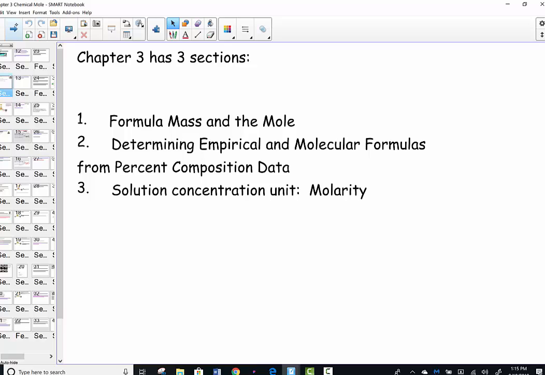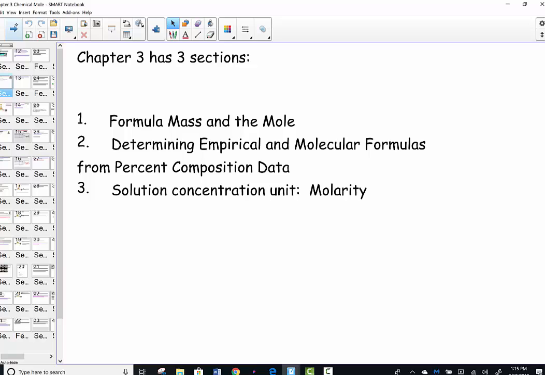Say, we would add together 2 aluminums, 3 sulfurs, and 12 oxygens. It's a shorter content unit with just 3 sections from the chapter. That's a manageable amount. But because it's heavy in math, it just takes the repetition to become proficient, so we want to work on both.